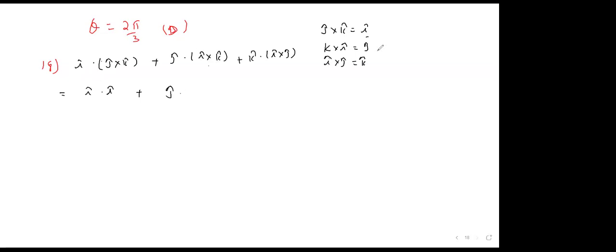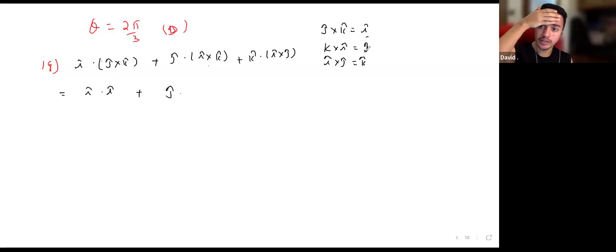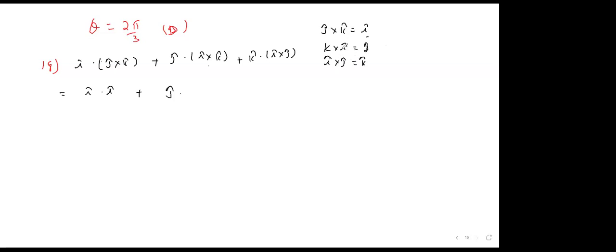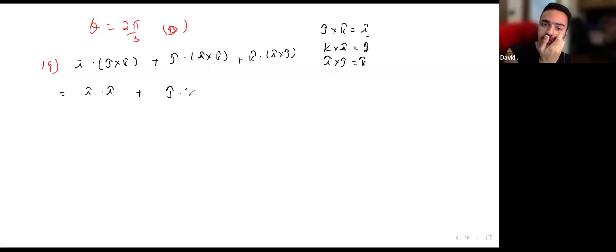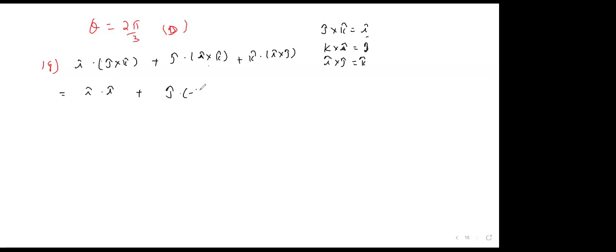What will be I cross K? It will be minus J cap. If we change the order, it will be minus, so we have to be careful of that. Minus J cap, plus K dot I cross J, which is K cap.